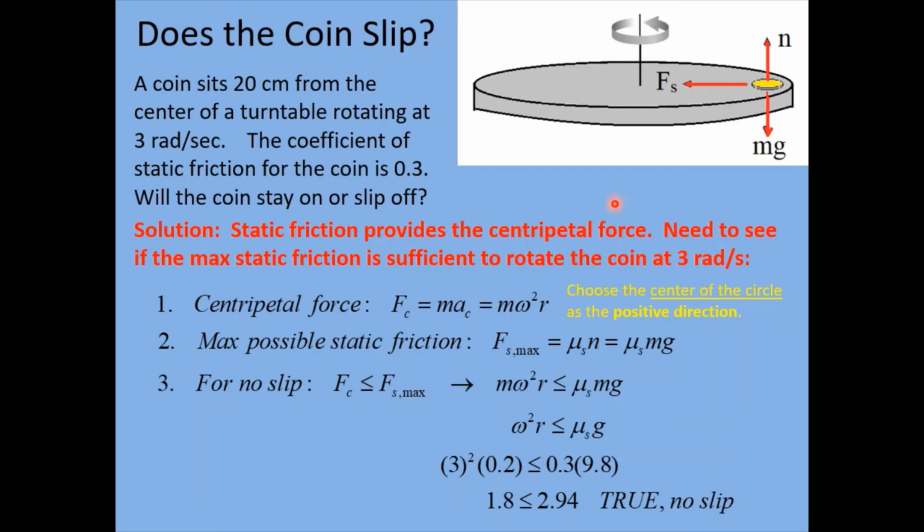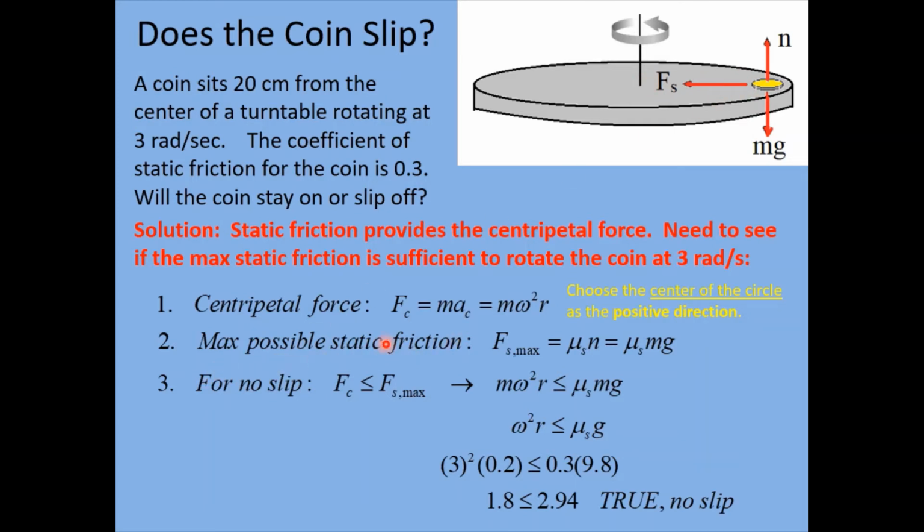So we need to see if the maximum static friction is sufficient to rotate the coin at 3 radians per second. That was given to us up here, the speed. So let's go ahead and write Newton's second law. The centripetal force, F sub c, is equal to ma. Remember, we only have one force here, which is that static friction force. And we're going to replace centripetal acceleration with omega squared times r. Also, again, we're choosing the center of the circle as the positive direction, as we always do. So this force here pointing towards the center is a positive force.